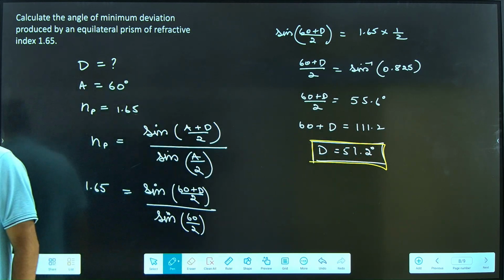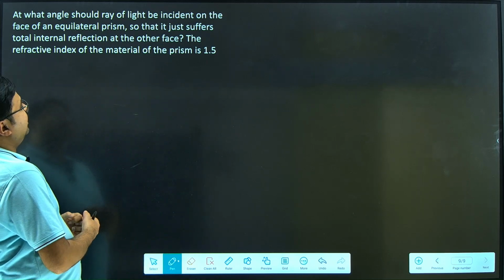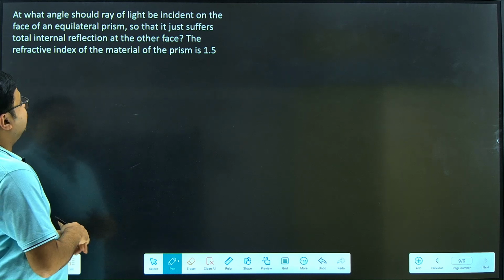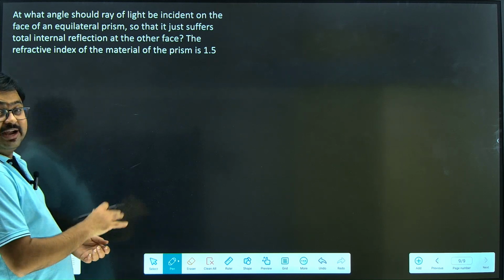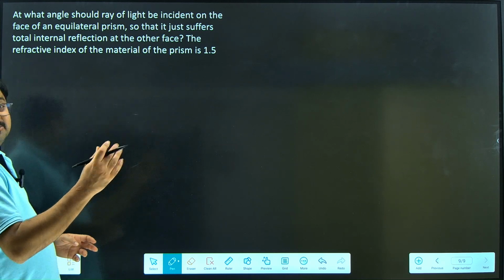Let's look at the next question. At what angle should a ray of light be incident on the face of an equilateral prism so that it just suffers total internal reflection at the other face? That's the question. The refractive index of the material of the prism is 1.5.